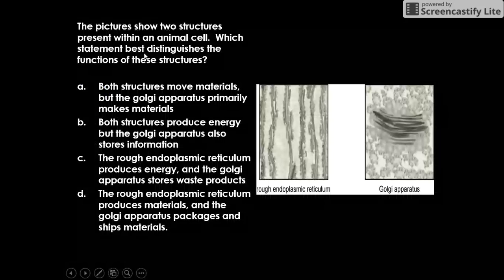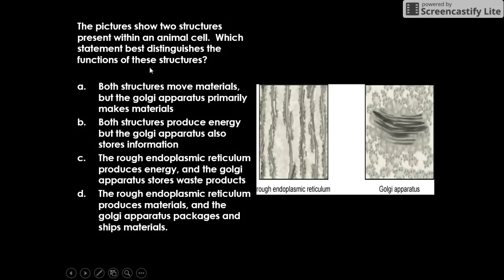Okay, the picture shows 2 structures present within an animal cell. Which statement best distinguishes the functions of these structures? The key thing here, I know this is the endoplasmic reticulum, or the ER, and I know this is the Golgi. The key words I think of are proteins, and I think ER is where things are made. The key buzzword with Golgi is that it packages things. You think Golgi, you think package. So, looking through our answer choices, what is the only one that explains that?